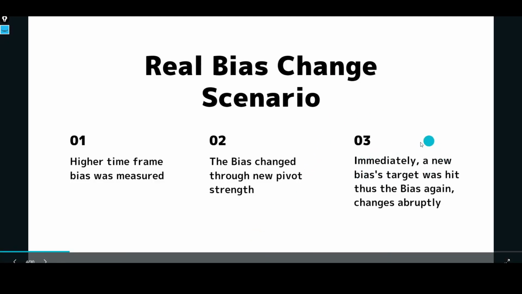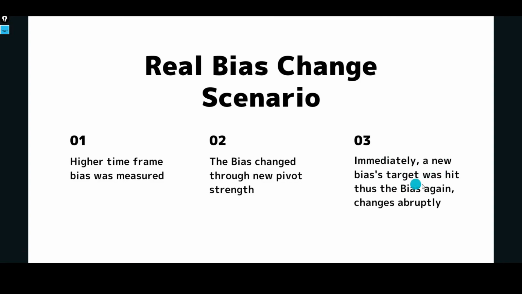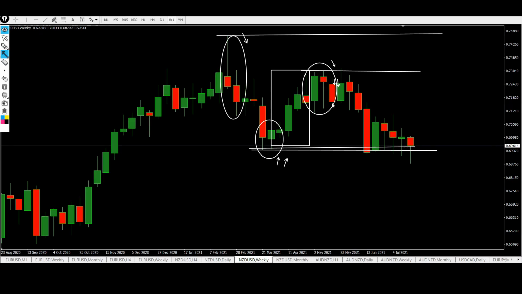Okay, number 3. Then immediately, a new bias's target was hit, thus the bias again changes abruptly. Now at this point, after a new pivot strength's bias change, the bias was short. However, if you recall in the analysis, I was mentioning that this pivot's short move already hit its target at a monthly gap level that runs right through these levels right here. So at this point, since this short move already hit its main target, the bias again abruptly changed into long.